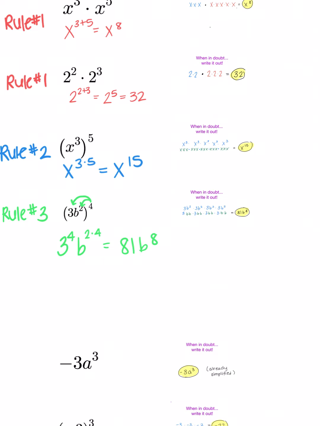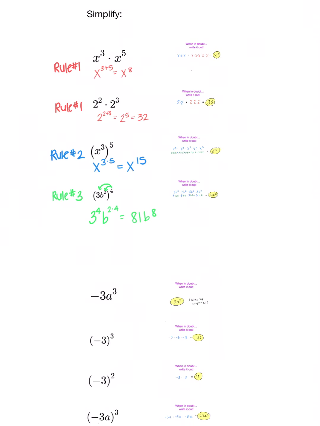Let's put these rules together. Looking at this first example, it does not follow rule number 1. It does not follow rule number 2 or rule number 3. There are no parentheses. This cube right here only applies to this a, and it will not apply to the -3. There is nothing we can do to simplify this. It is just -3 a cubed.